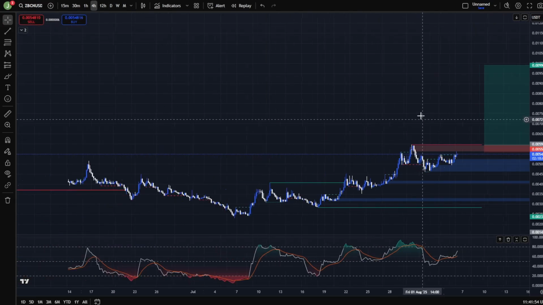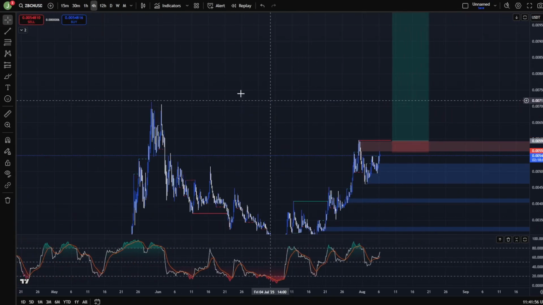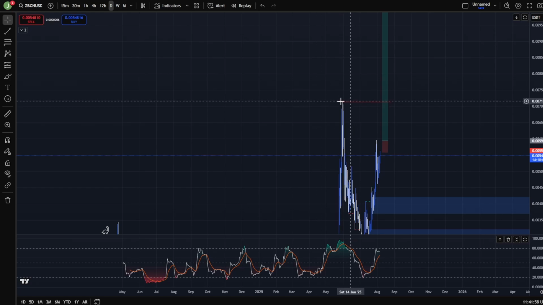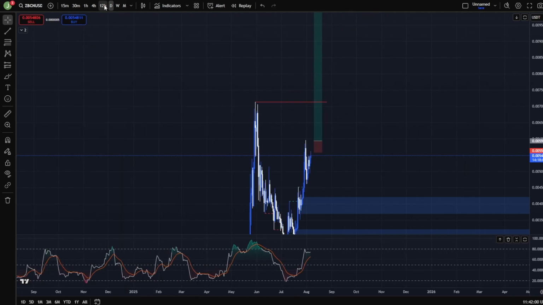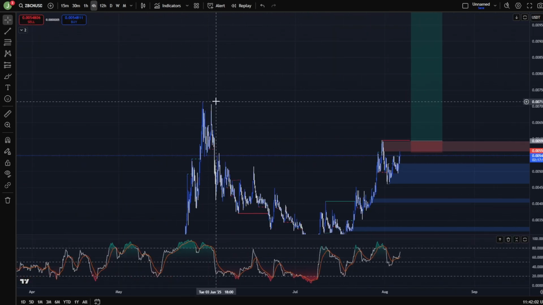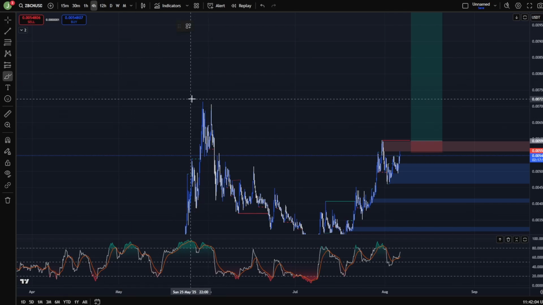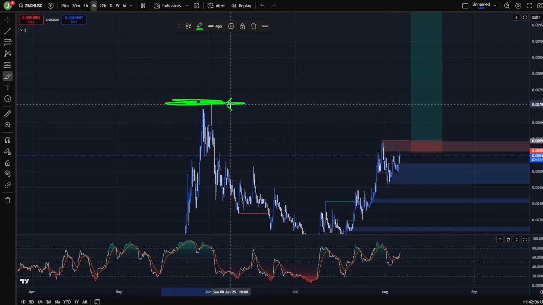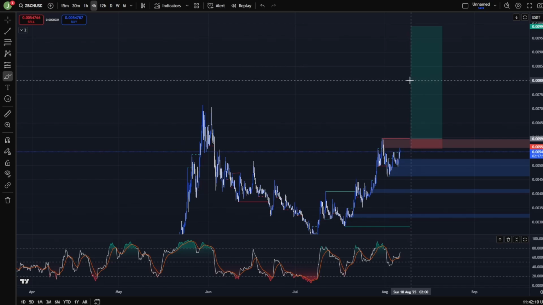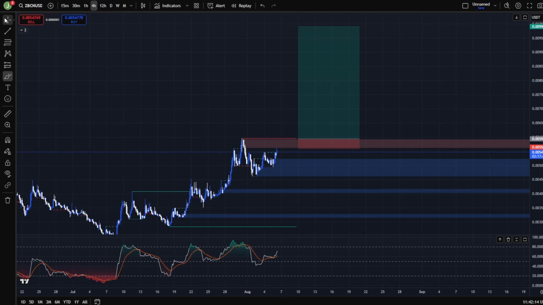The main problem that I am having with this setup is that this is a really important resistance. So let's say under the current all-time high, you need to take at least 30 or 40% of the entire trade. Then some of the profits you can, for example, take under 0.0089, and then you can save some for the last take profit target.